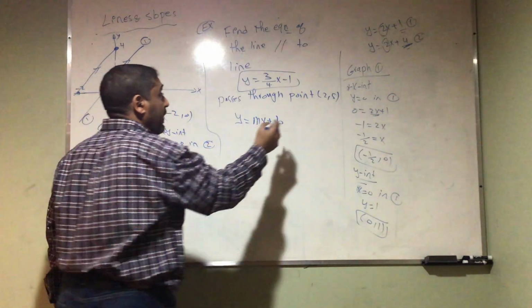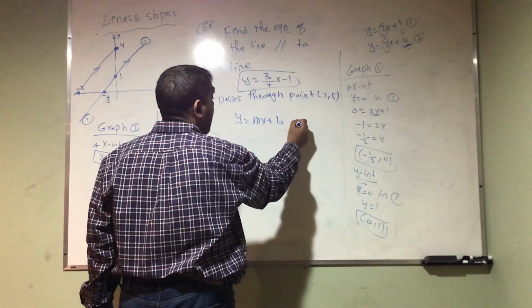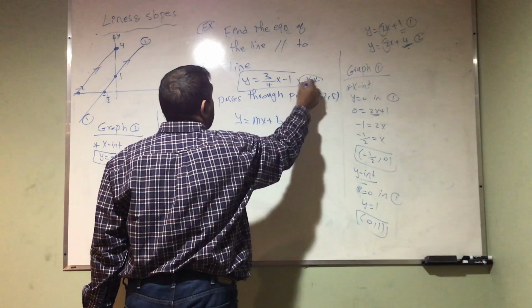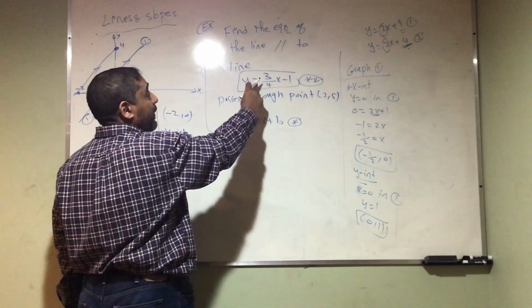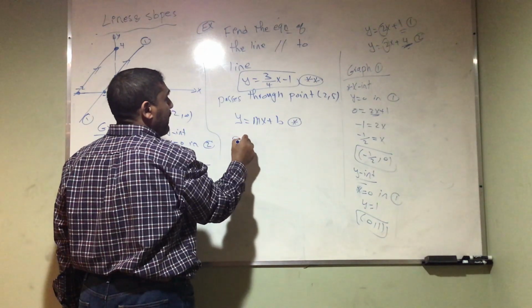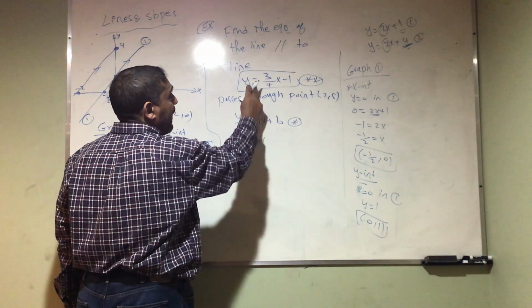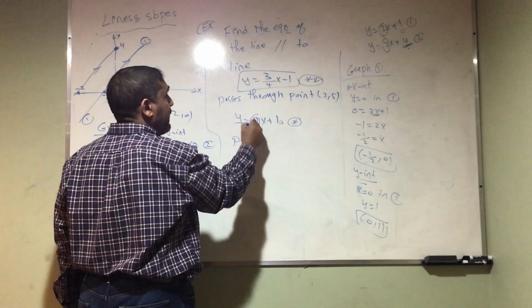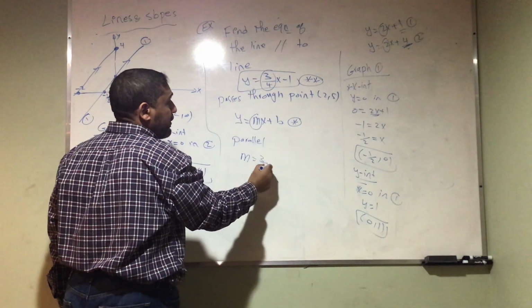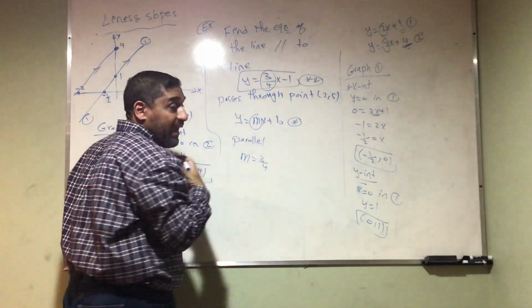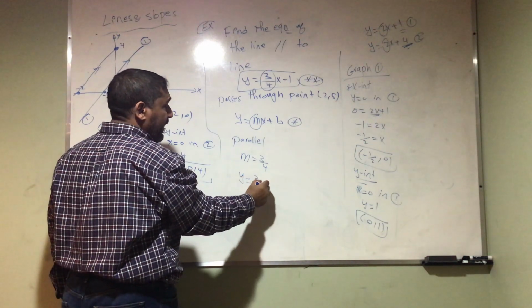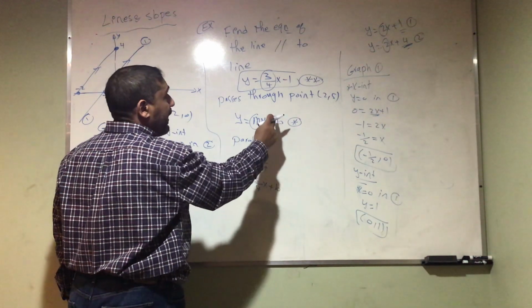So what is this other line? Let me call it a star. What is the relation between star and double star? The line I need to find is parallel to this. If star and double star are parallel, you must have the same slope. Your m here must equal 3 over 4. So the equation of the line I need to find is y equals 3 over 4x plus b. I need to get b.